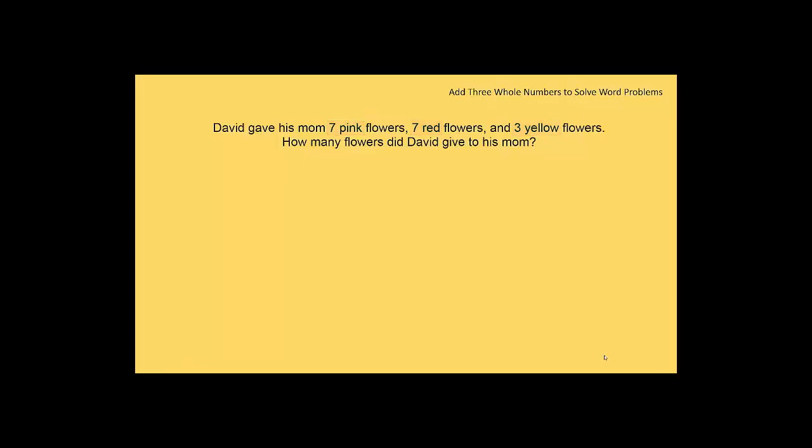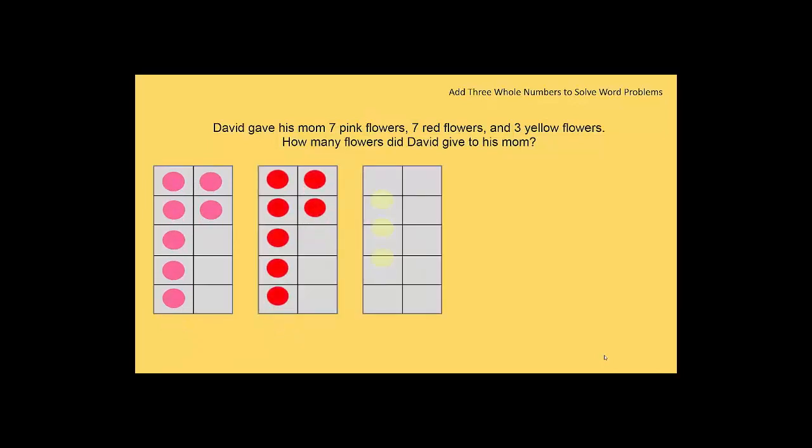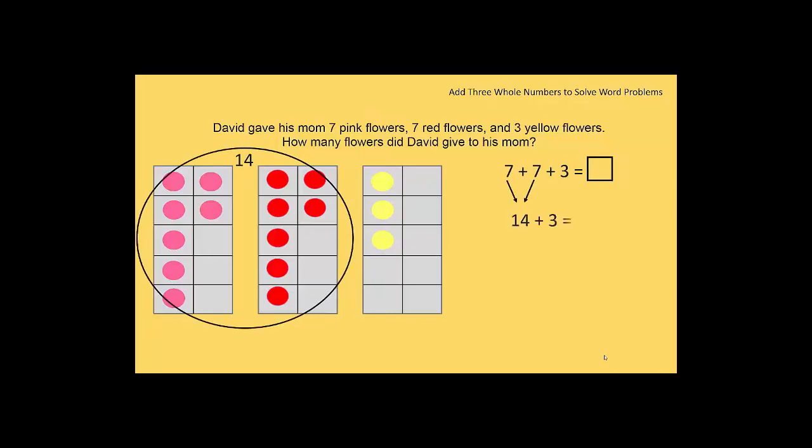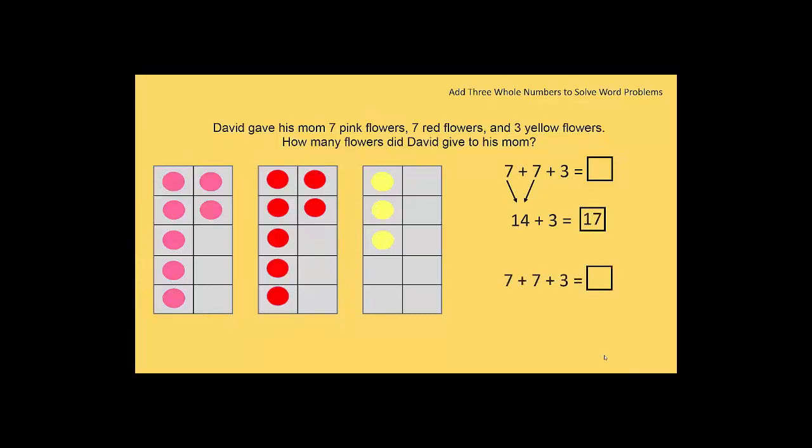A concrete representation students could use for this problem would be 10 frames with colored counters. Understanding that they need to add 7 plus 7 plus 3, some students may choose to use their knowledge of doubles facts and add 7 plus 7 first to make 14. Then add 3 more to make 17. Other students may choose to use their knowledge of combining numbers to make 10 and add 7 plus 3 first, which makes 10, and then add 7 more, which also makes 17. Either approach gives the same solution. David gave 17 flowers to his mom.